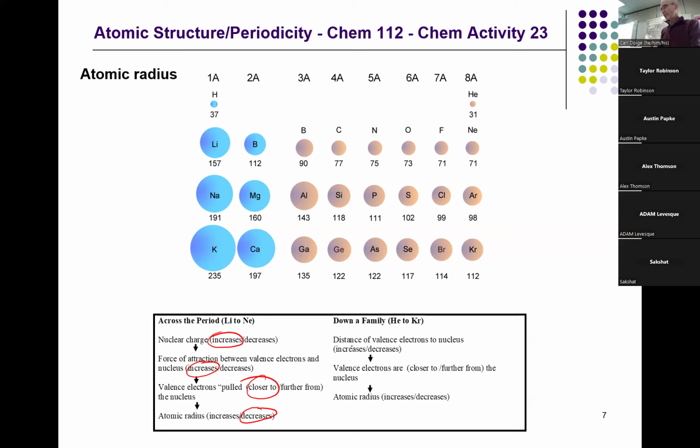Down the periodic table, the distance of the valence electrons increases. The valence electrons, therefore, are further from the nucleus. Therefore, the radius increases. So this was not just an exercise in making sure that you knew what the correct relationships are. It's meant to scaffold how to present an argument, if you will. Okay, so I won't say anything more about atomic radius. You've already done the tutorial.